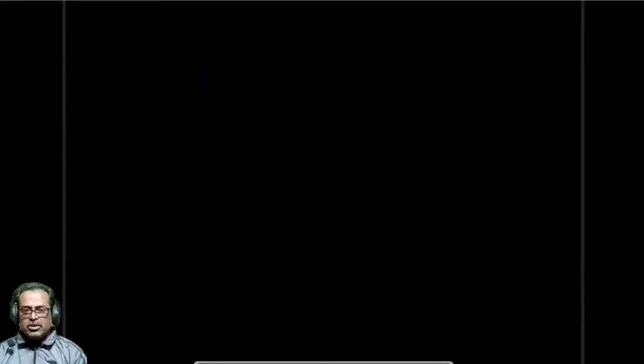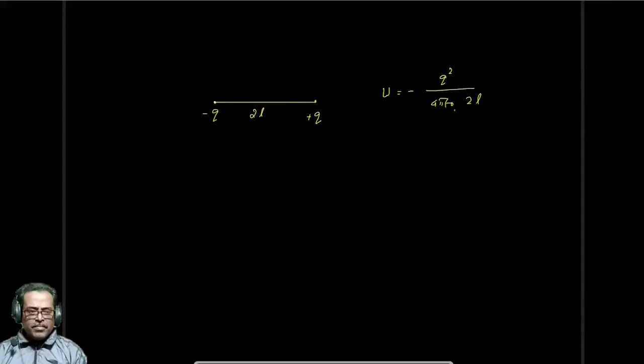Now, energy stored in a dipole. In case of a dipole, you know, this is minus Q and this is plus Q. They are at a distance twice L. So we can say that the energy stored inside the dipole is U equal to minus Q square by 4 pi epsilon 0 into twice L. This is the energy stored in the dipole.